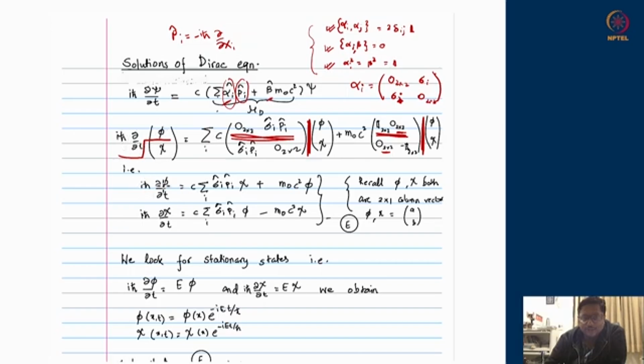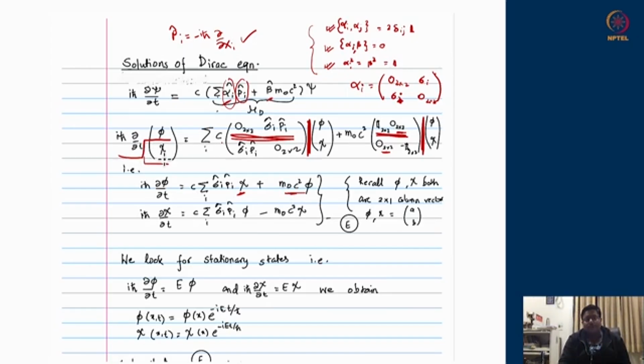So therefore iħ ∂φ/∂t should be equal to c times the 0 matrix multiplying φ, which is 0, plus σ·π multiplying χ, acting upon χ rather, because π, remember, is an operator. So σ·π acting on χ. The second term is m₀c² times the identity multiplying φ, which is m₀c² times φ, plus the 0 matrix multiplying χ, which is nothing. So these are the two terms which you will get.